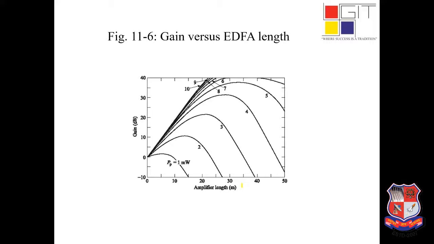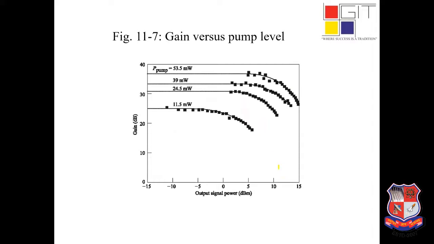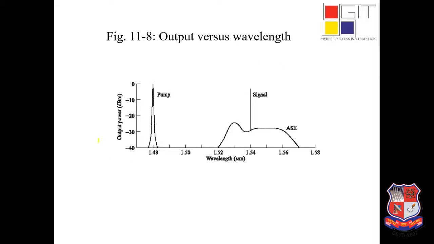Gain versus EDFA length: the longer the EDFA that you have, the higher the gain you can have, but it reaches a peak value at a certain point, and beyond that peak value the gain starts decreasing. Gain versus pump level: the pump level is the active signal that you're putting into your WSC or erbium doped amplifier. Now output versus wavelength. These are standard graphs that you can simply observe. I'll keep each on for 5 to 10 seconds so that you can understand. For any doubts or queries, feel free to contact us.